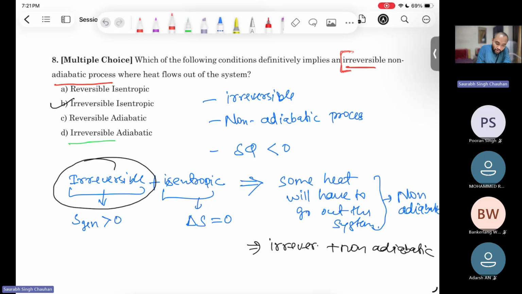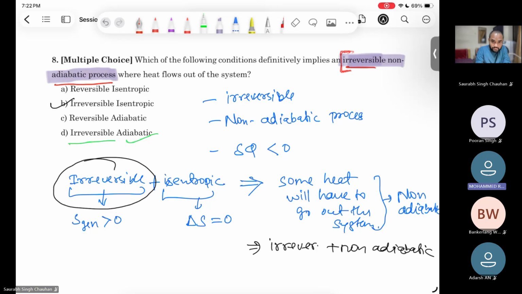Irreversible, non-adiabatic. Can you read this thing? It is saying irreversible, non-adiabatic. But if option 4 is clearly saying that it is irreversible adiabatic, then how will it be non-adiabatic? I hope this is clear, right? Yes, sir. But option D, 4, sir, is clearly saying it is adiabatic, but your question is saying that process should be non-adiabatic. Then how the option D can be correct?